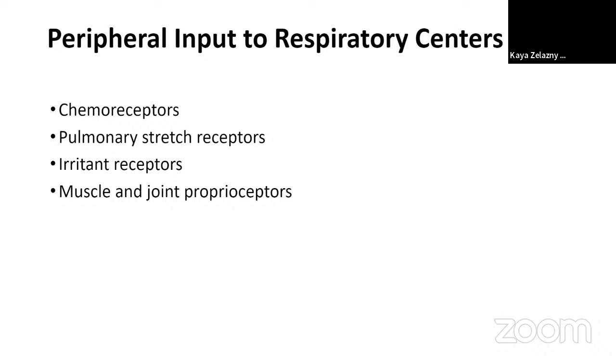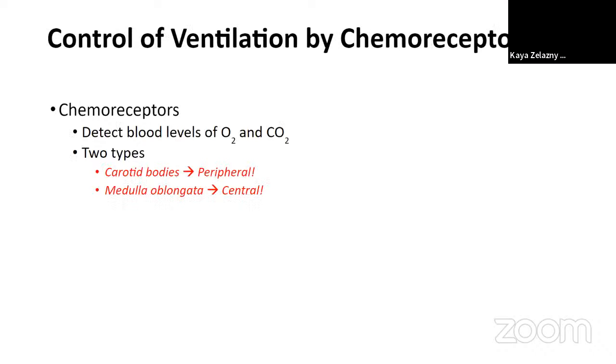So, thinking about the chemoreceptors, pulmonary stretch receptors, irritant receptors, and proprioceptors in the muscles and joints that are telling us the position of the body, the main thing we want to understand is the chemoreceptors. Depending on which ones we're talking about, they can sense a couple of different things. As a group, they're detecting blood levels of oxygen and carbon dioxide, but this may not be direct, and it may not be every chemoreceptor, and we'll talk about the differences.